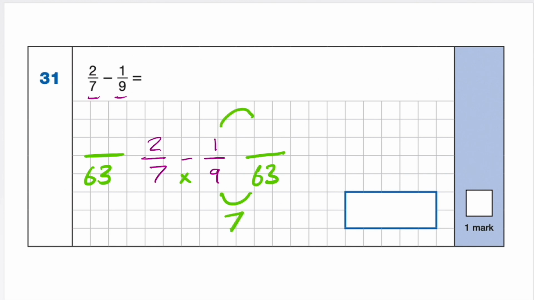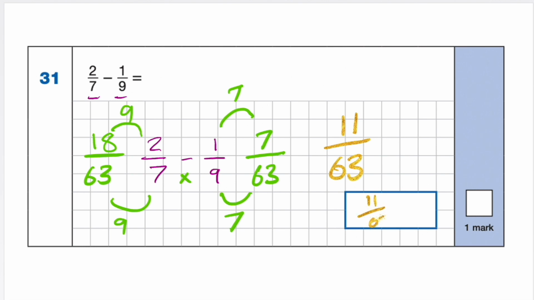So I'll do that to the numerator 2. 1 times 7 is 7. And then how did I get from 7 to 63? I times it by 9. So I'll have to do that to the 2 as well. 2 times 9 is 18. So now I have 18 63's, subtract 7 63's, which is 11 63's. And again, don't worry about simplifying or anything like that. Even if it's possible, just get the answer.